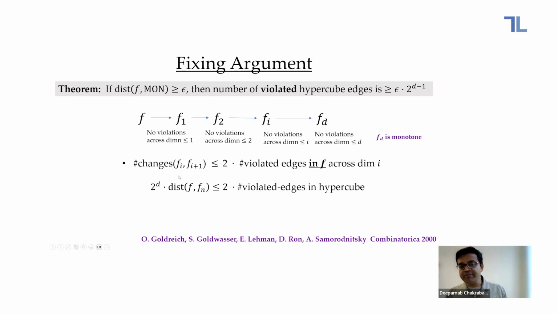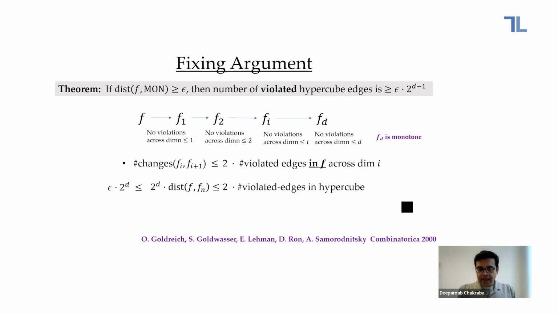And the number of changes I make is the distance between f and fd times 2 to the d. But the distance, if it is bigger than epsilon, I get epsilon times 2 to the d is at most 2 times the number of violated edges, which implies this theorem above here. The number of violated edges must be at least epsilon times 2 to the d minus 1. Okay. So the whole game is to go from f to f1, f1 to f2, f2 to f3, so that I am making changes, fixing the function dimension by dimension, and charging my changes to the violated edges in f across that dimension.